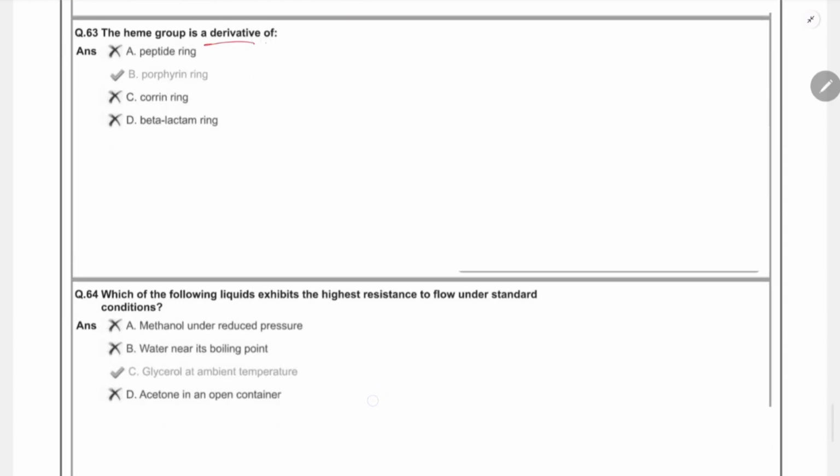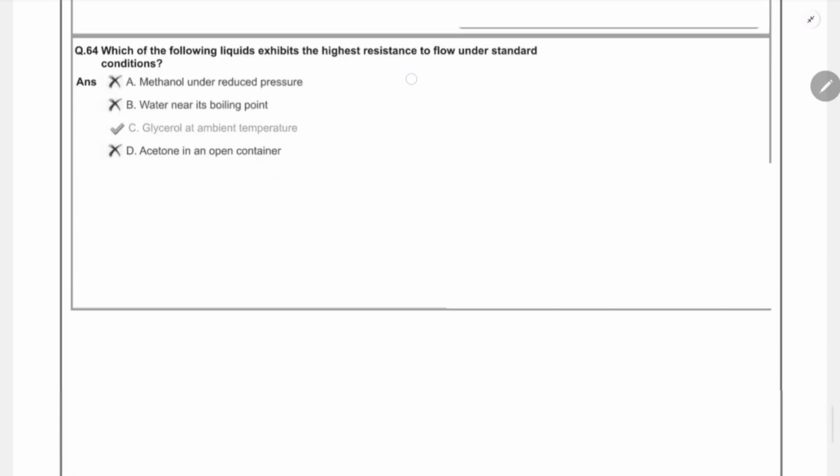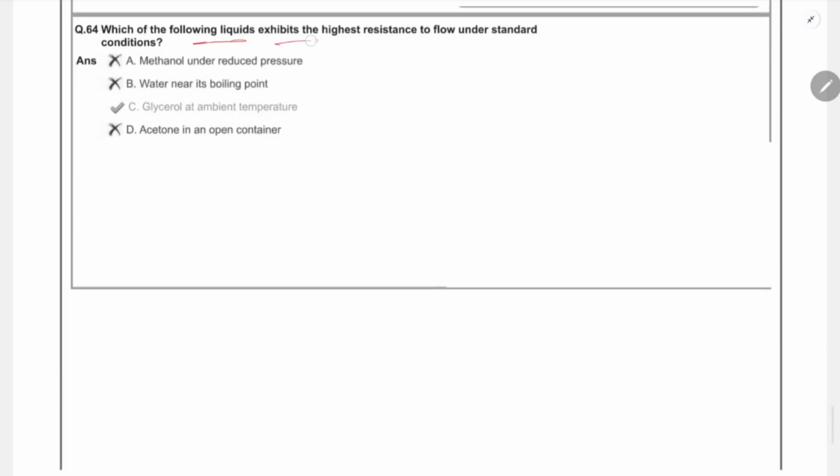The heme group is a derivative of porphyrin ring. Option B is correct. Which of the following liquids exhibits the highest resistance to flow under standard conditions? The liquid which has the highest viscosity has more resistance. Methanol under reduced pressure, no. Water, no. Glycerol at ambient temperature, yes. Glycerol is very sticky, viscosity is very high. So option C is the correct answer.